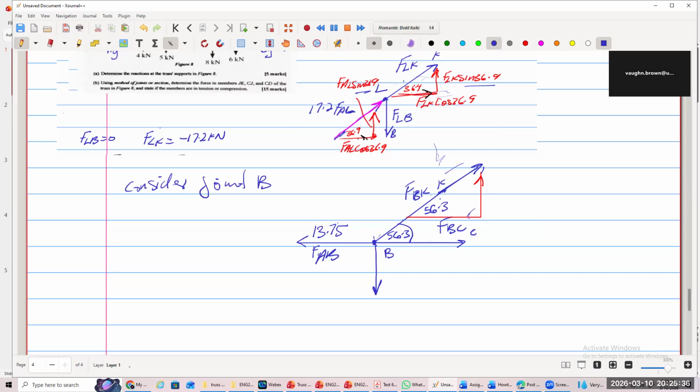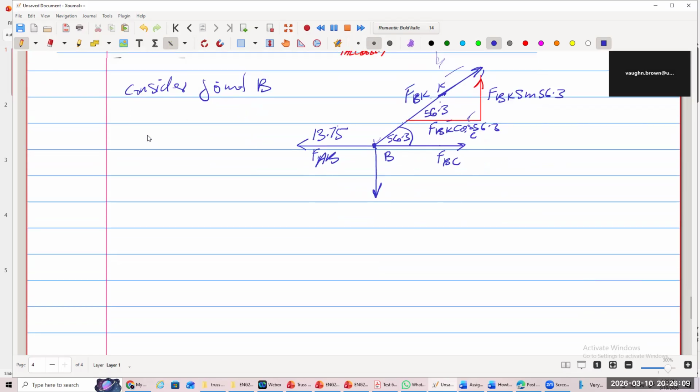Therefore, we go ahead and do like before. This is BC down here. Let me put it down here because it's kind of bulky up there. So we can actually write the components. This component is F_BK cos 56.3, while this one is F_BK sine 56.3.